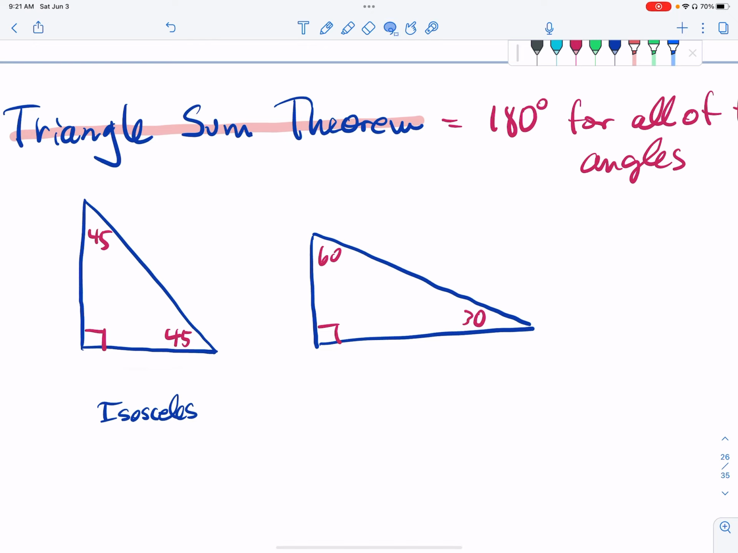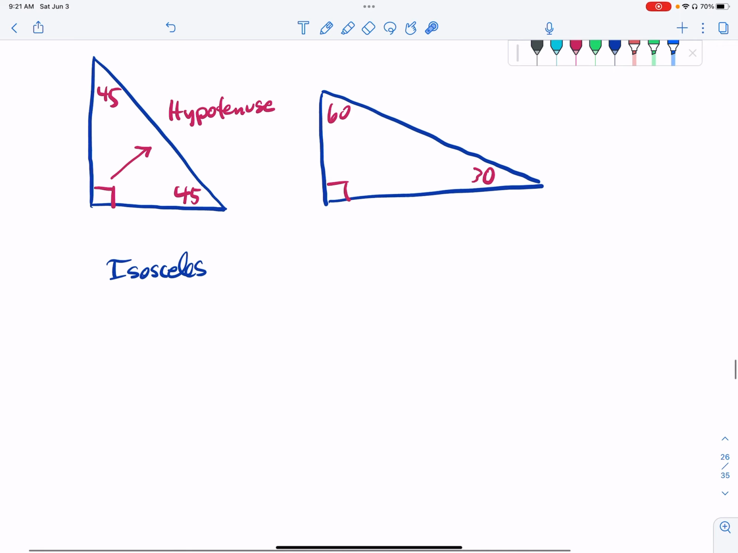Now, let me ask you this question. What is the biggest side in this triangle? Well, most of us would go, hey, the biggest side is supposed to be the hypotenuse here. And the reason why it's the biggest side is because it's across from the biggest angle. And that's true for any angles. The bigger the angle, the bigger the side that's going to be directly across from it. And it also works with, let's say, the small angle. The small angle is going to be across from the smallest side. This is called the side angle inequality.